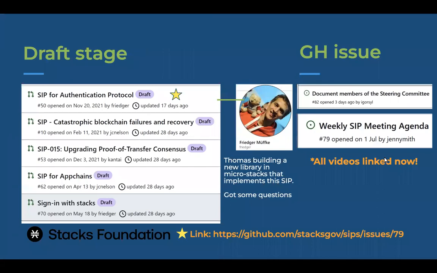As for SIPs in draft stage, there are interesting ones such as Frigger's, and I'm already seeing comments from Thomas, on a fungible system that's going to build a library included in microstacks that implement the SIPs. He's got some questions about it, so I'll let Frigger answer that.